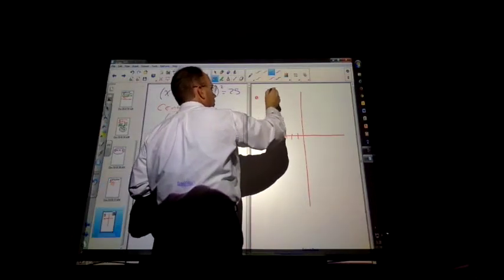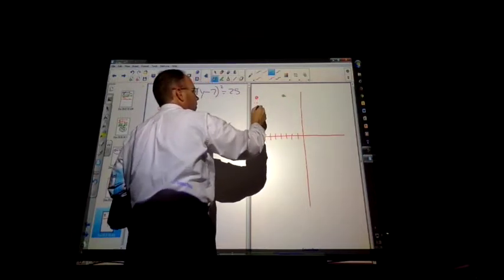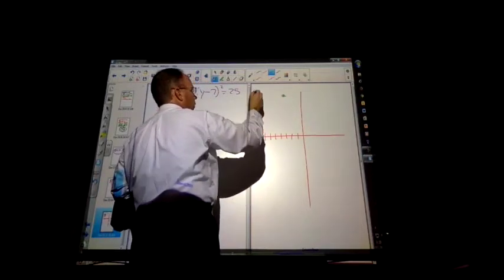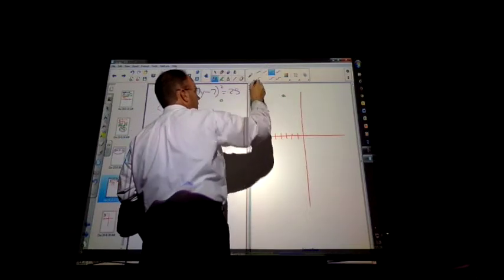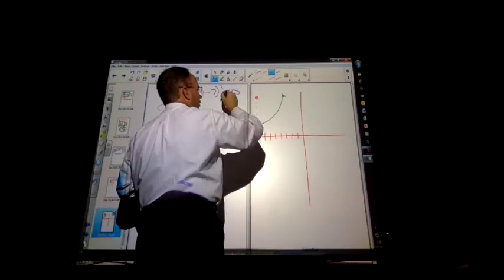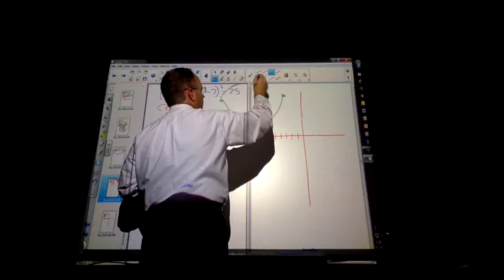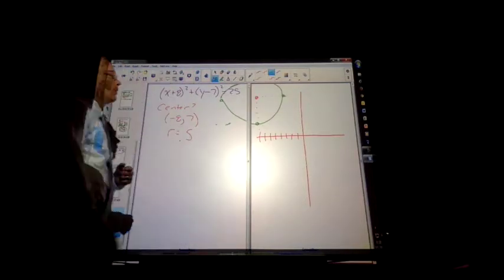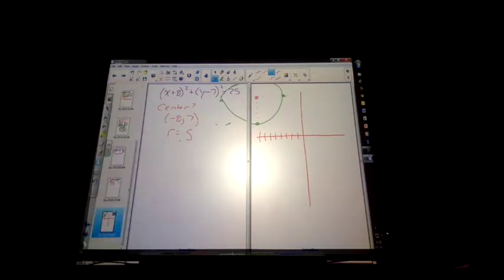Oops. And 1, 2, 3, 4, 5 will be over here. 5 up here. So this is basically what the circle is going to look like. I bet you'll have a much prettier one than mine. Okay, so that's the simple version of the circle. Find the center of the circle and the radius.